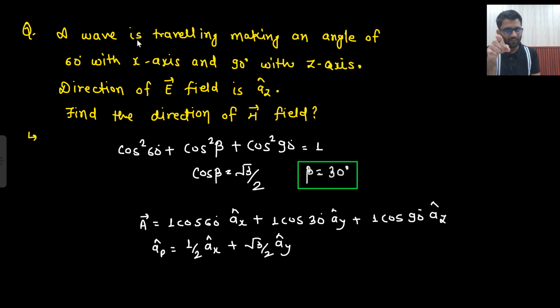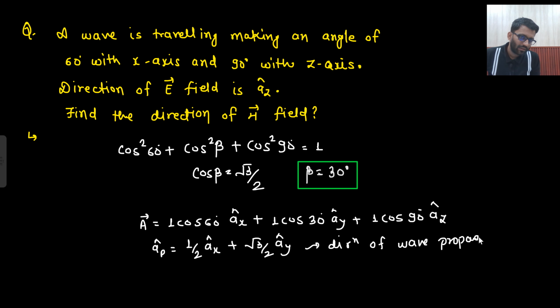What they are saying, a wave is traveling making an angle of 60 degree with x axis and 90 degree with z axis. So what is the direction of wave propagation? Do you understand this point or not? How is this the direction of wave propagation? So this is the direction of propagation. Basically this was a line, in this manner it was going. I assumed magnitude to be 1.